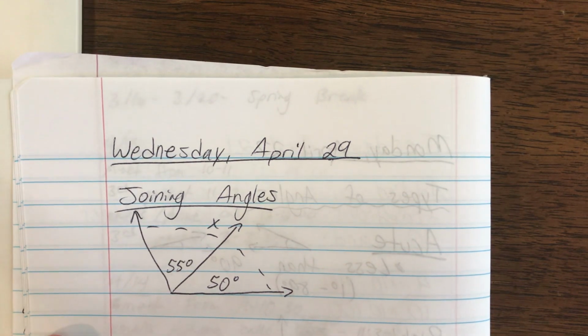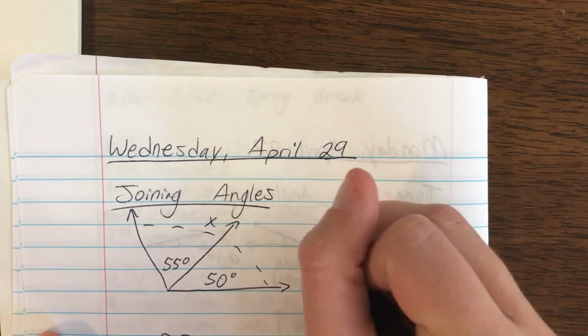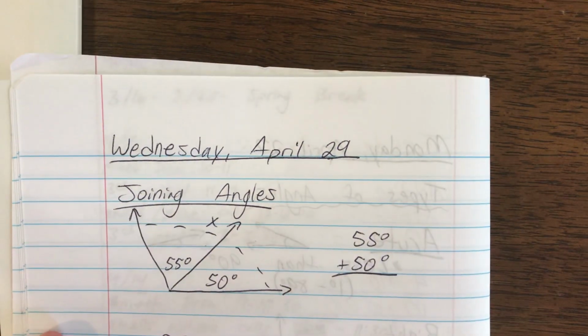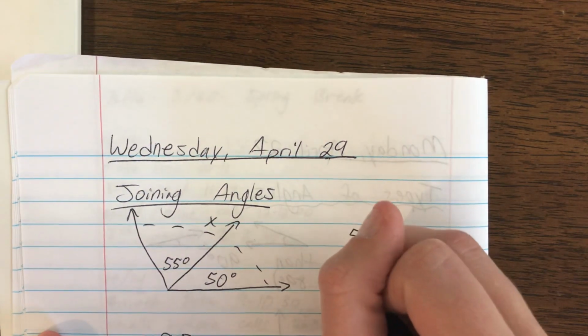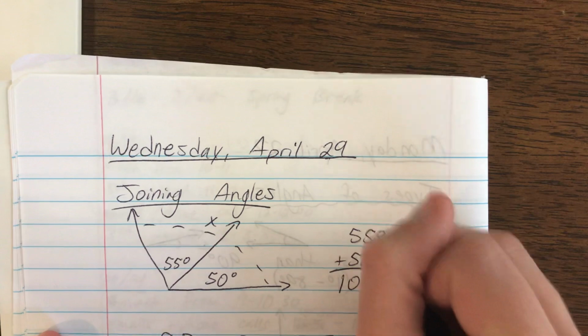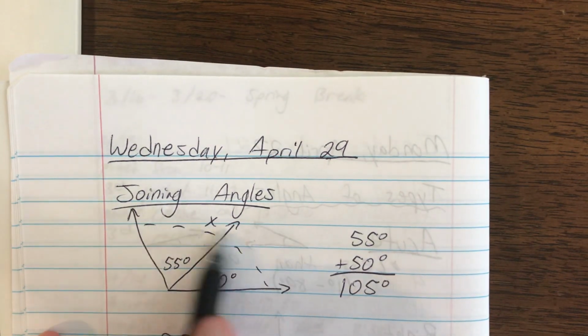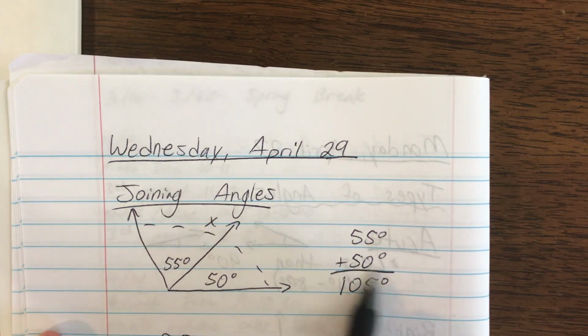So with joining these two angles together, we are going to take 55 degrees plus 50 degrees. Adding those together, we are going to get 105 degrees. So the measure of angle X, which again is this big obtuse angle, is 105 degrees.